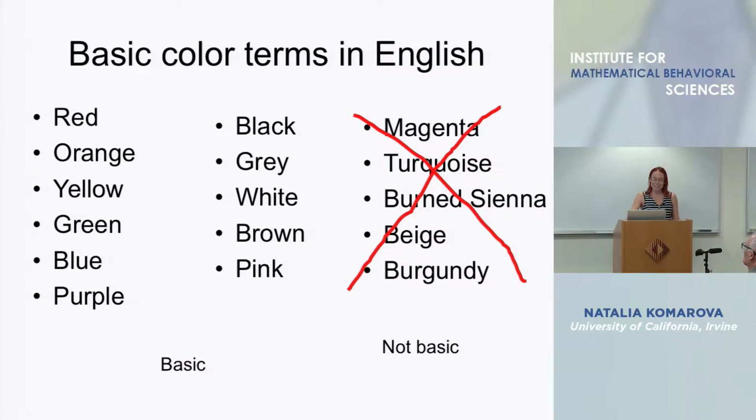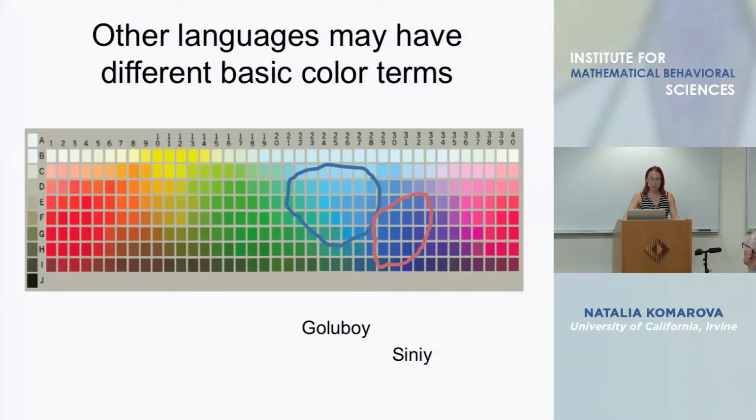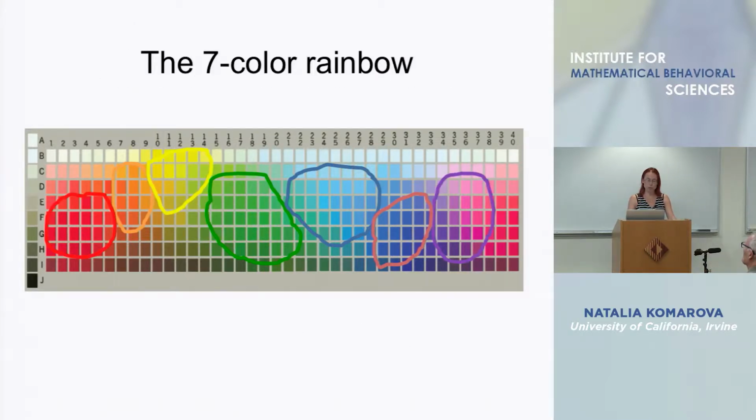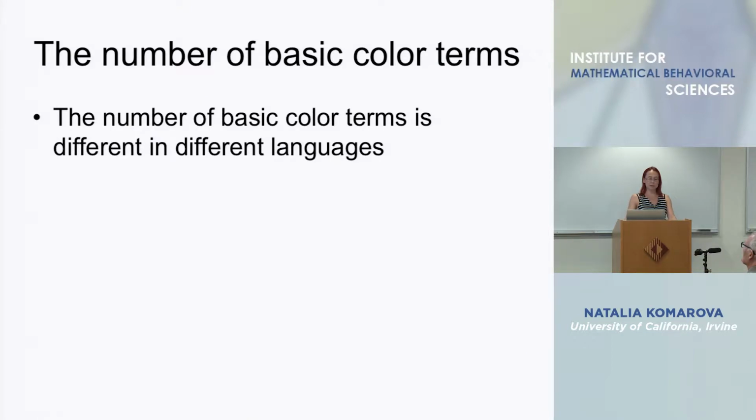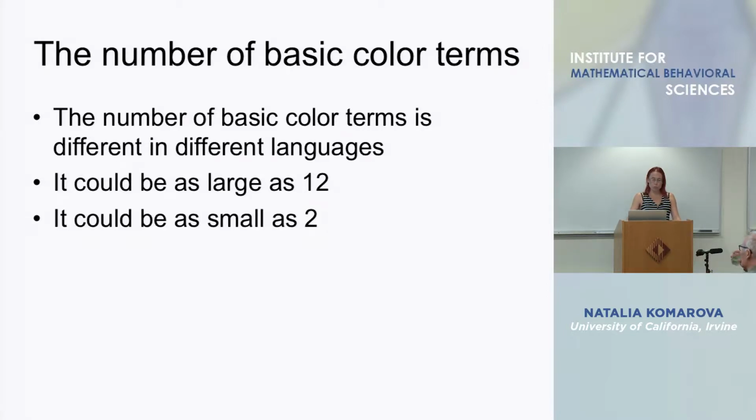The number of basic color terms, and there is a rigorous definition of basic color terms, which I won't go into, differs from language to language. For example, in Russian, there are 2 colors, синий and голубой, which are both basic. So we have a 7-color rainbow. The number of basic color terms is different in different languages. It could be as large as 12. It could be as small as 2.